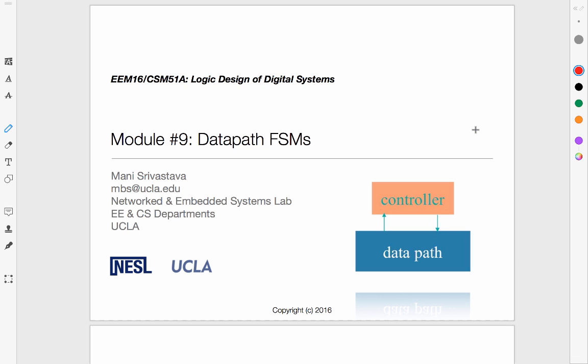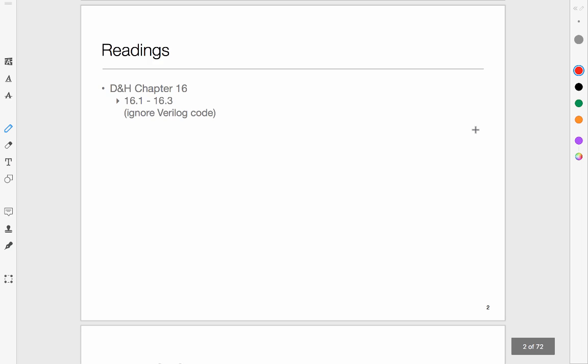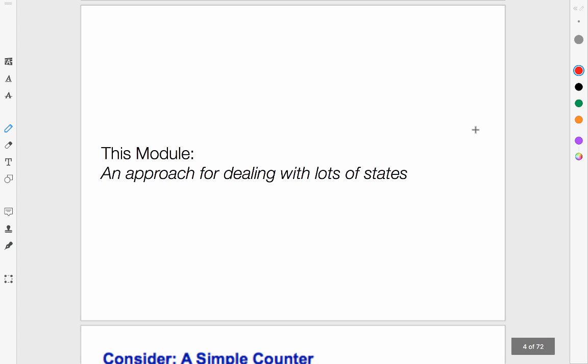So in this lecture, we are going to look at that other type of thing where we have variables and we are somehow manipulating them. We cannot conceivably express them as a state diagram, so we need some other way of dealing with them. So that's what this lecture is going to be about. That's chapter 16: dealing with lots of states.